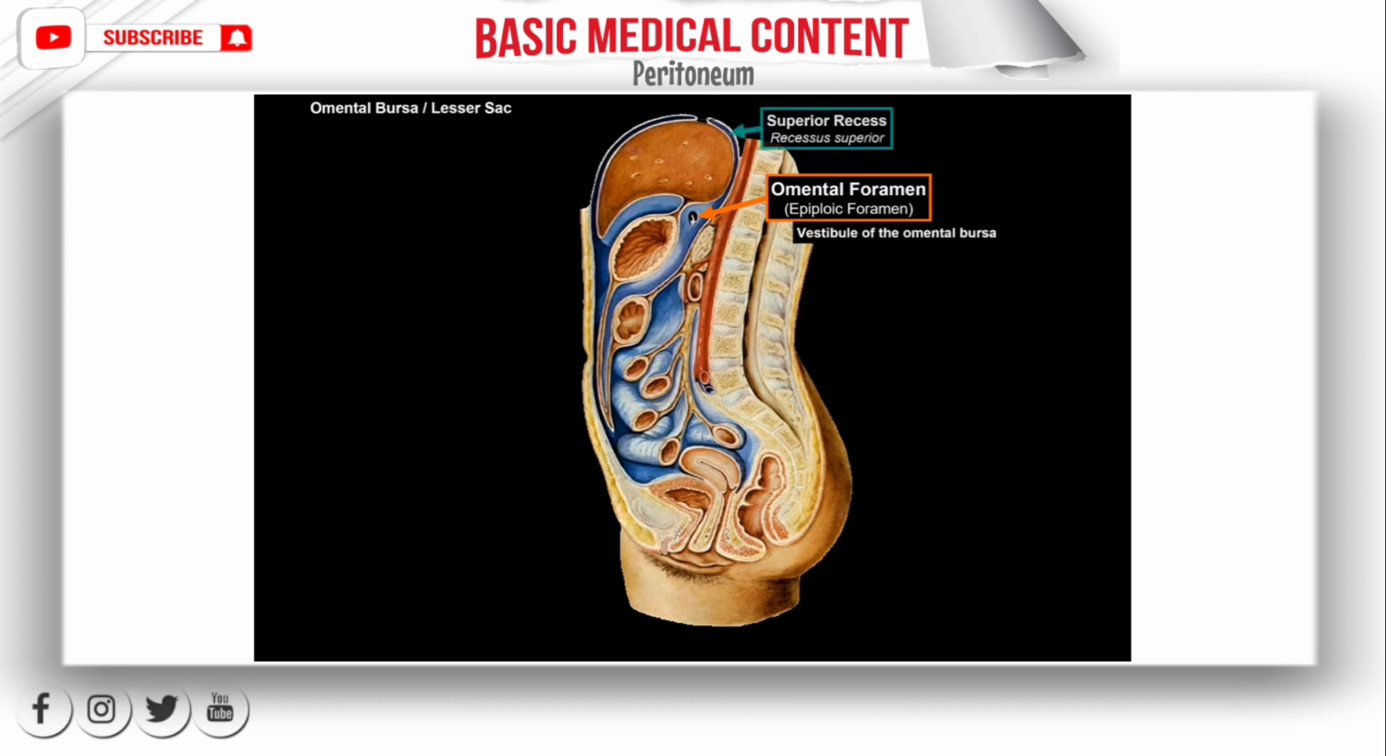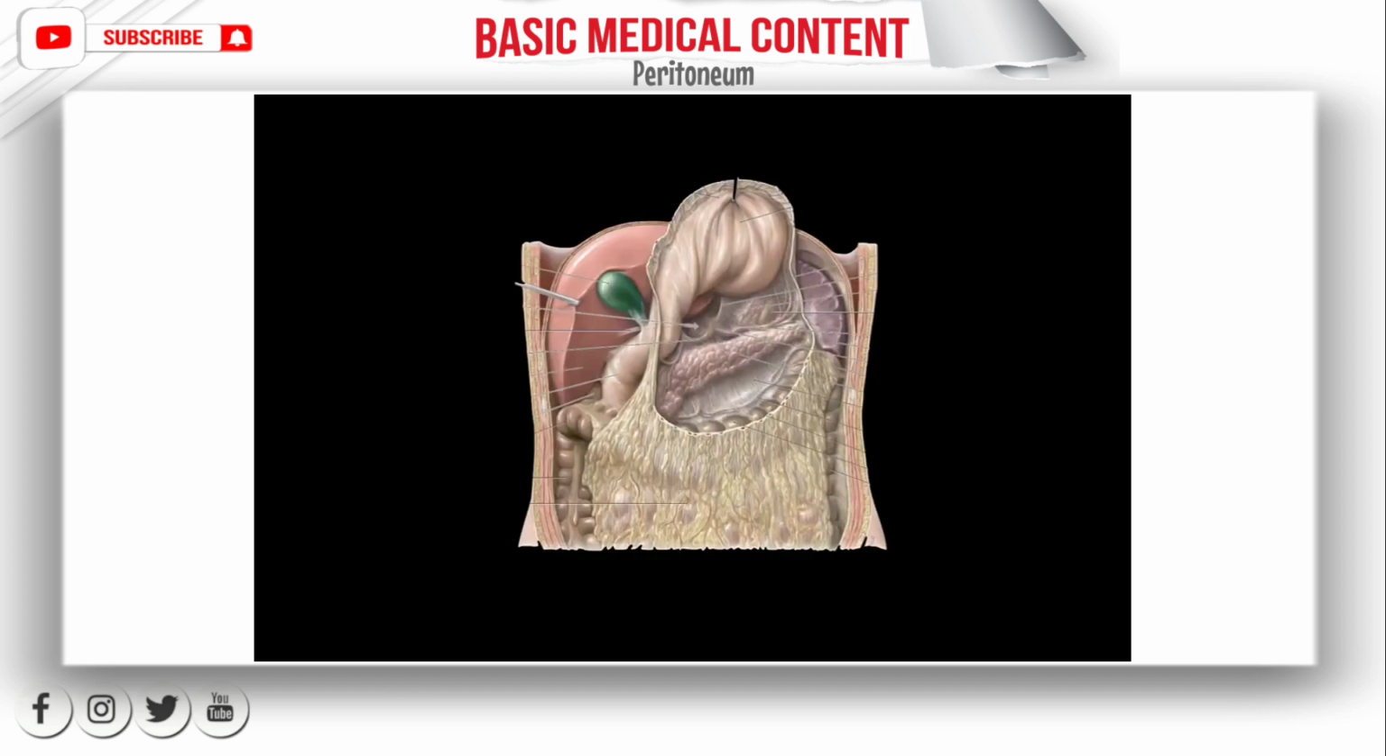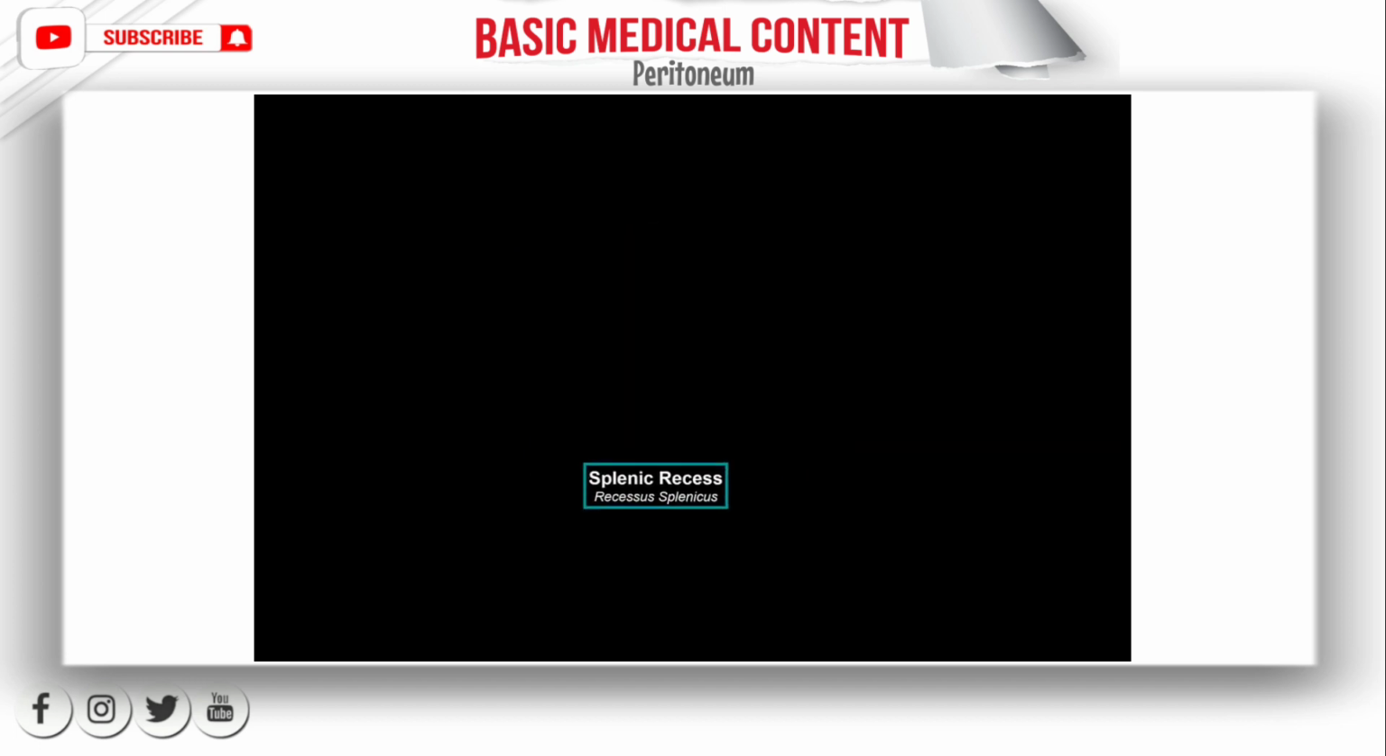There's the superior recess right here, and then we have the inferior recess here, and then there's one more recess, and that is if we lift up the stomach like this, the spleen is here and the pancreas is here. This is a small recess next to the spleen called the splenic recess. So that is the upper level.